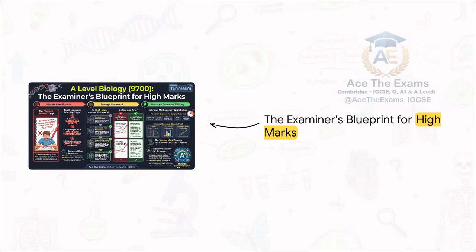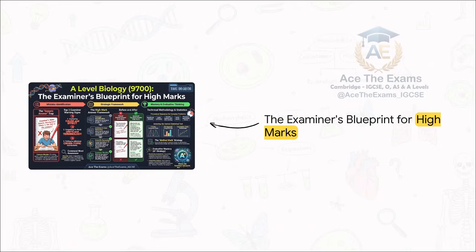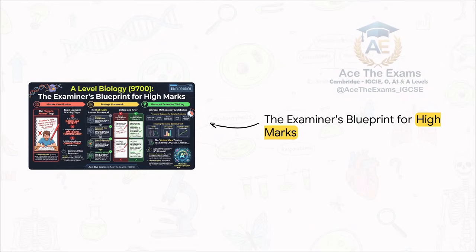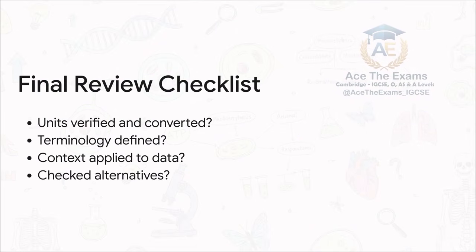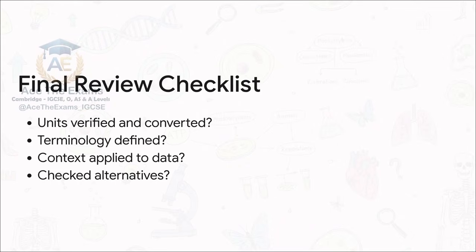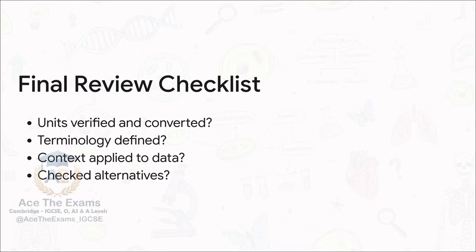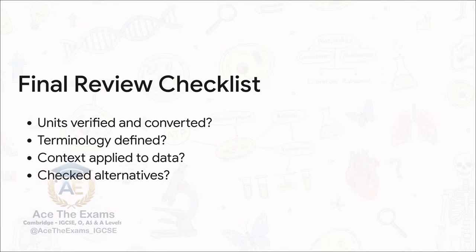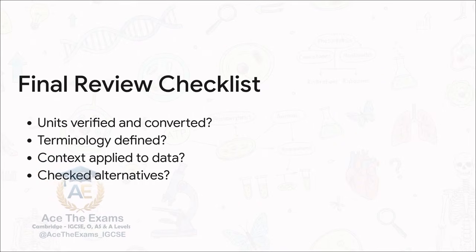For example, if a question is about cell structure, you should immediately start thinking about how that structure facilitates active transport or ATP synthesis. Connect the dots. You really want to memorize this final review checklist. Literally, before you turn to the next page of your exam paper, ask yourself: are my units verified and converted correctly? Did I define my syllabus-specific terms? Did I apply my knowledge directly to this specific data, or did I just write out a generic textbook summary? Have I checked for alternative interpretations?